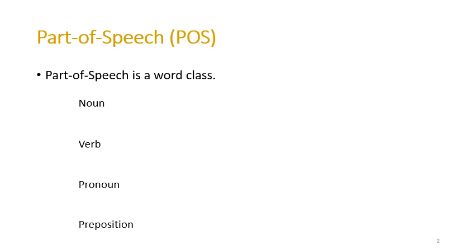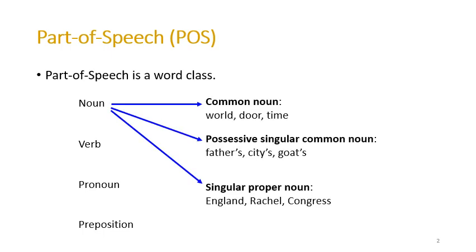But then, are these the only categories? Well, the answer is no, because you may divide these categories further into much more specific categories. For example, you may want to divide noun into more specific categories. So here you have common noun, possessive singular common noun, singular proper noun. A common noun is an object that does not have a name for itself. So for example, the world, the door, time, and so on are common nouns.